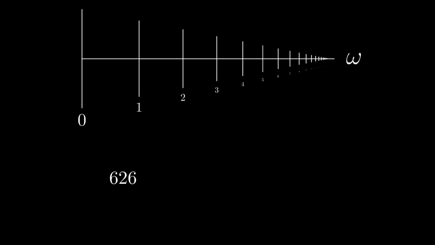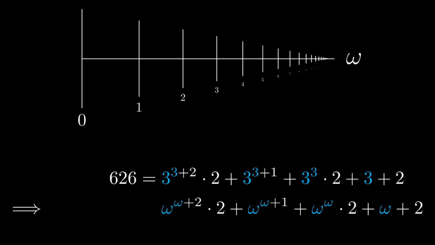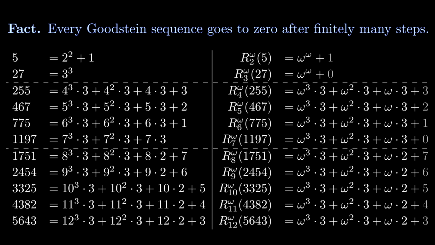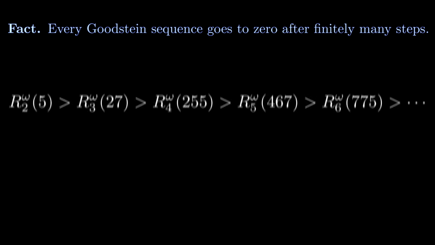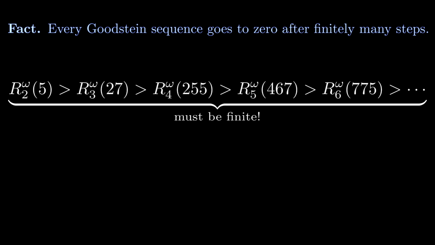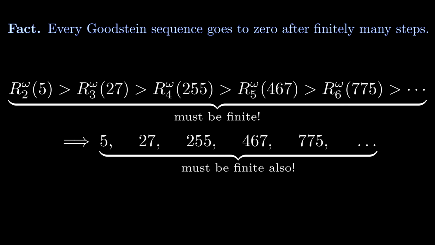For every finite number n, we can use omega to describe the shape of its expansion in some base b, which we'll call Rb omega of n. The big idea behind the proof is that, although the terms of a Goodstein sequence themselves don't seem to be decreasing, their corresponding shape ordinals do. Although these shapes generally take infinite ordinal values, any strictly descending sequence of ordinals is necessarily finite by well-foundedness. Therefore, the same is true for the corresponding Goodstein sequences.